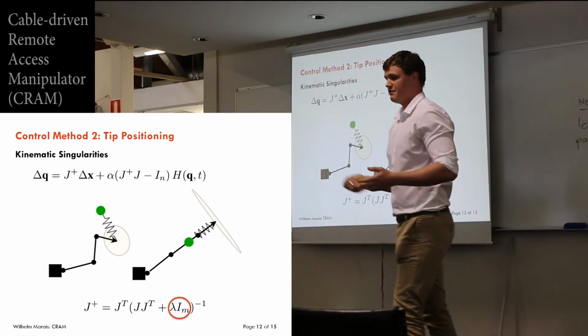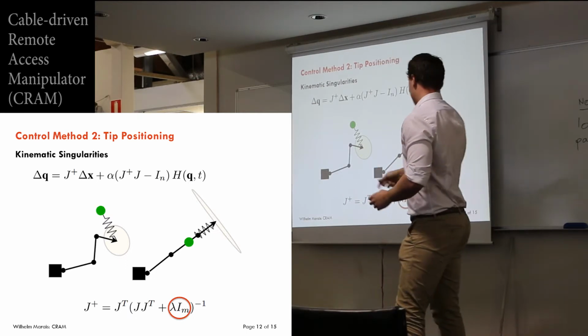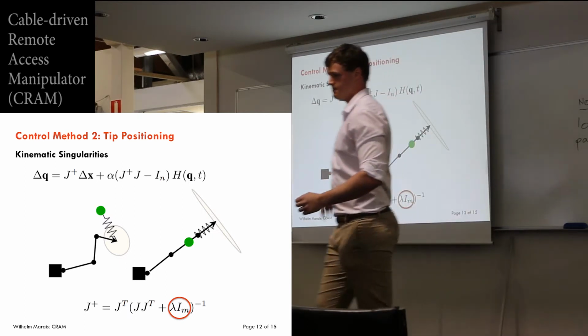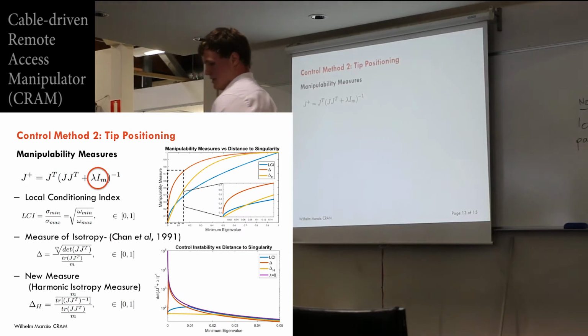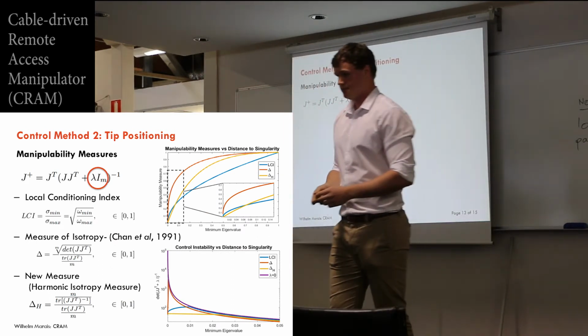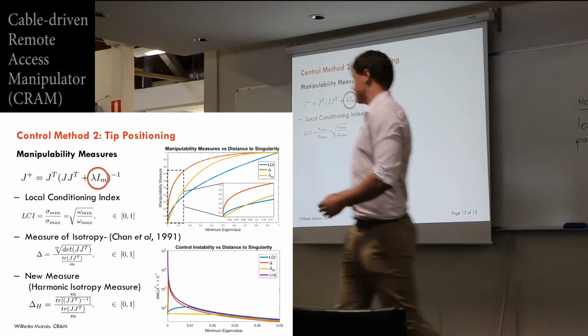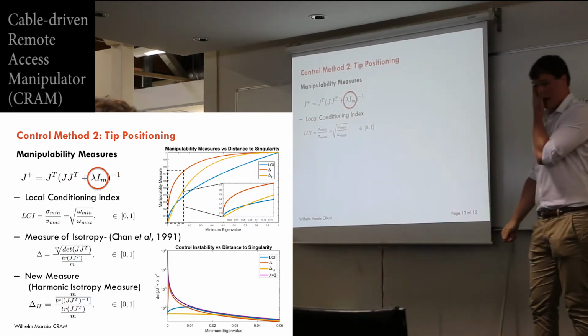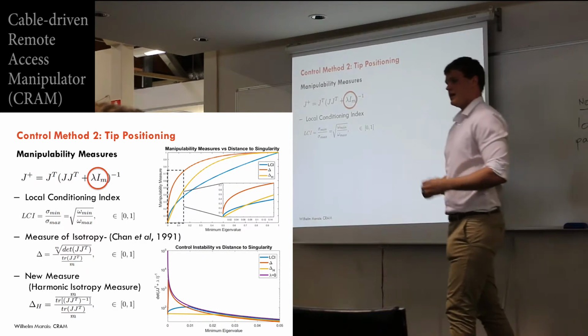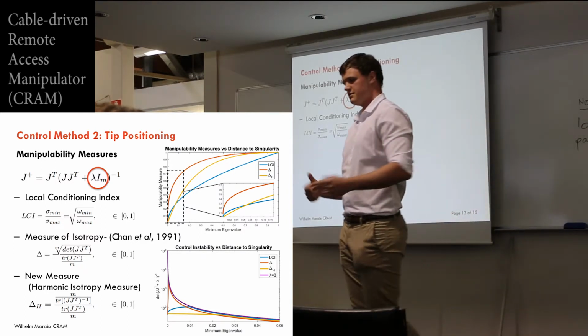And to implement this damping factor, we need some sort of measure to tell us how close we are to a singular configuration. So these measures are called manipulability measures. And a commonly used measure is called the local conditioning index, which is given by this equation. And the main limitation of this method is that it can't be written as a function of the joint angles.